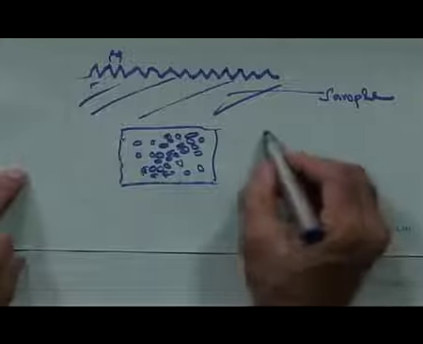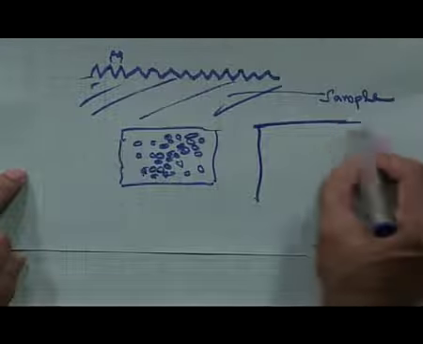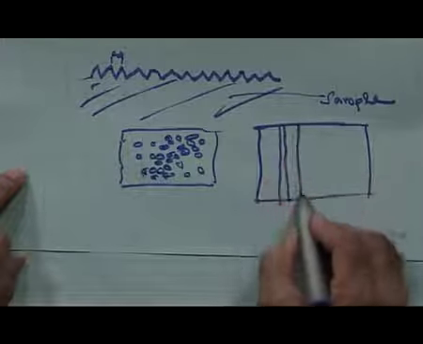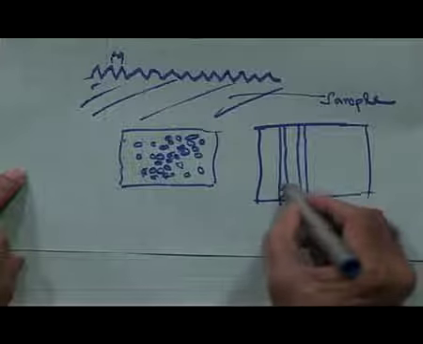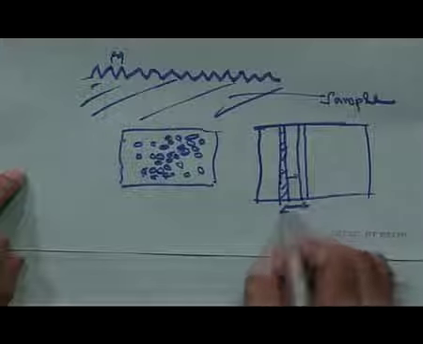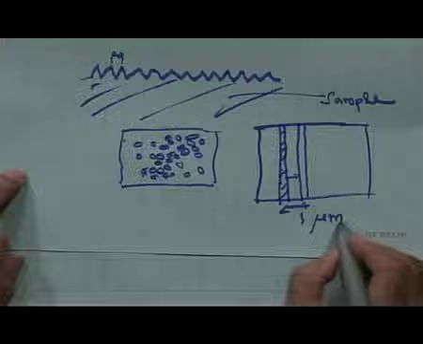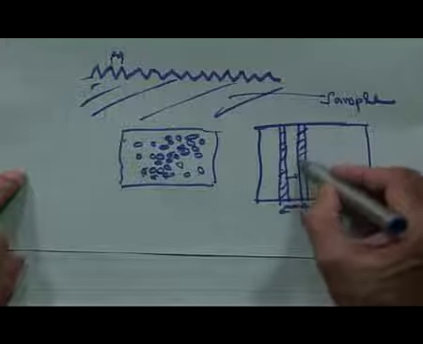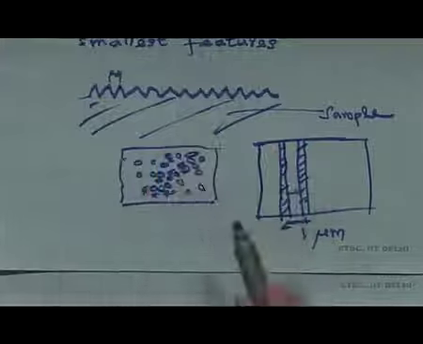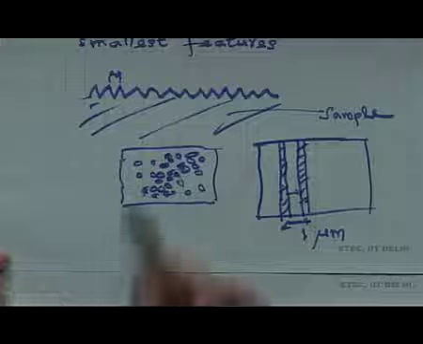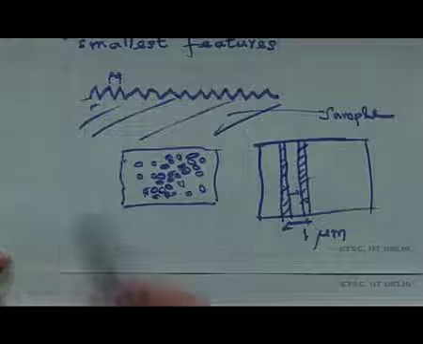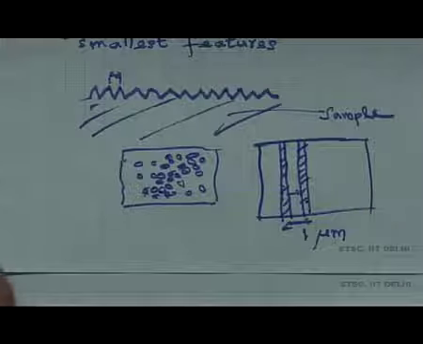For example, if you have a material or a surface which has stripes like this, we are talking of very small dimensions. For example, this separation may be of the order of 1 micron. This separation may be 1 micrometer. Can the microscope identify these separations? So the smallest features which a microscope can identify tell us the resolution or the limit of resolution of the microscope. So we come back to the definition again.